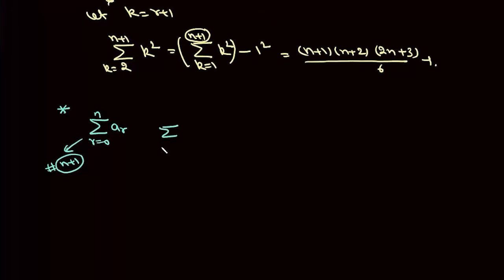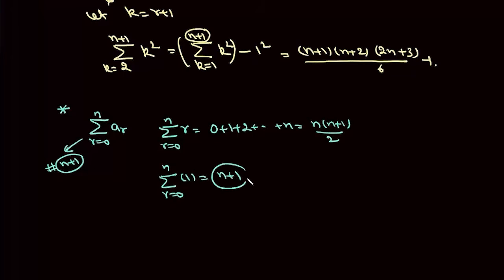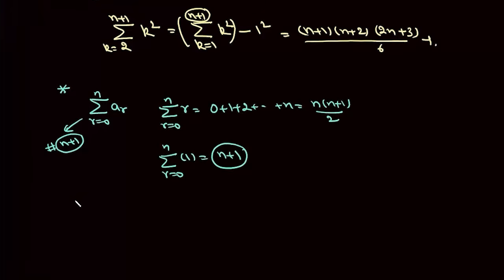So in this case where r varies from 0 to n, summation r, when you put r as 0, it will be 0 plus 1 plus 2 up to n. It won't make a difference. It will be the same, n into n plus 1 by 2. But if we have this summation r varies from 0 to n and say 1, now this is not n. This is 1 plus 1 plus 1, n plus 1 times. So here it will be this n plus 1.